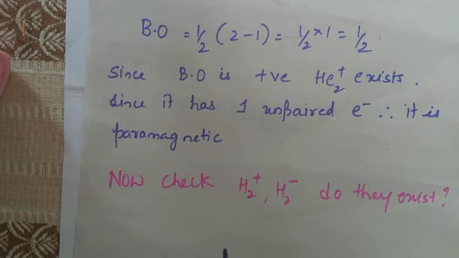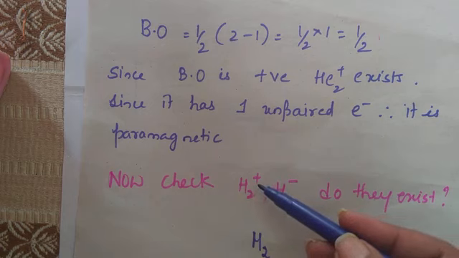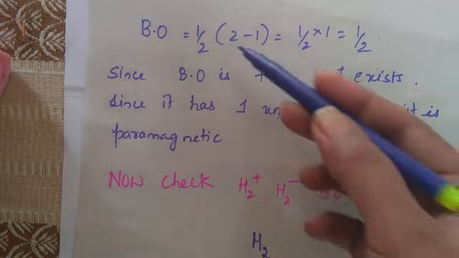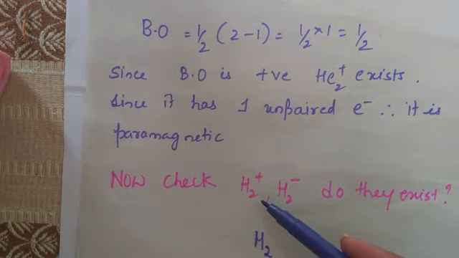I have shown you the existence of the H2 molecule, 1s2, right? It was diamagnetic. Now 1 electron is less here. 1 electron less means the bond order will be half, 1 minus 0, so it will be half. Half means it exists. Paramagnetic.